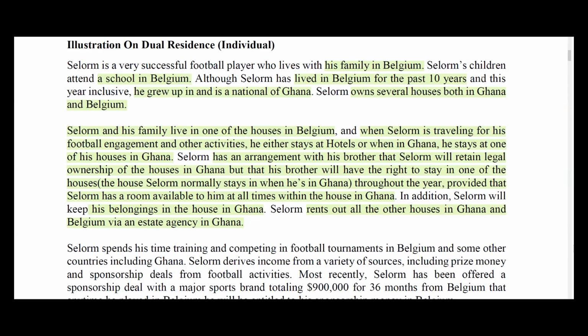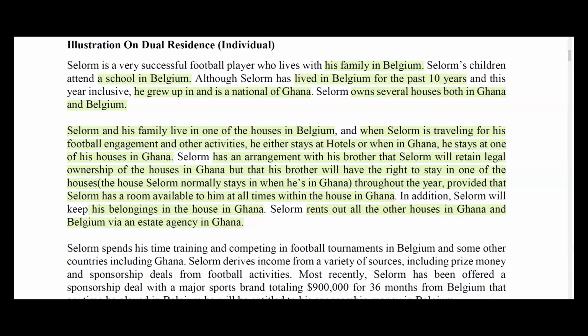Center of vital interest. This is where his personal and economic relations are closer. So let me ask you. It seems he has his family and his businesses in Belgium. True or false? True. And also he has family and properties and businesses in Ghana. True or false? True. So can we agree that center of vital interest is inconclusive? Yes, it's inconclusive.